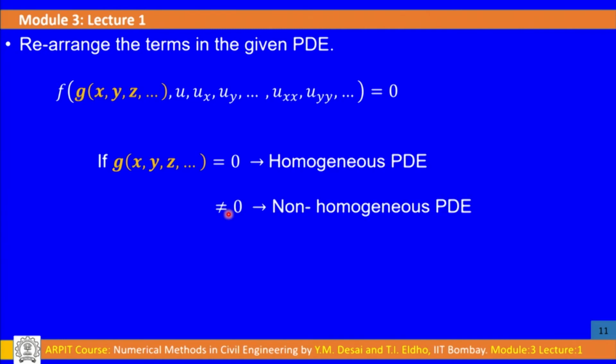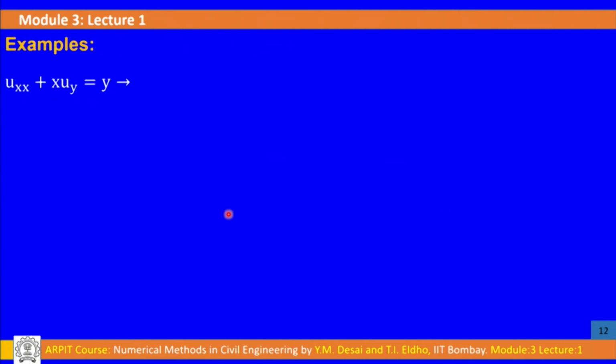On the other hand, if this function g made up of all independent parameters is non-zero, it is a non-homogeneous partial differential equation. So, let us look at some examples.